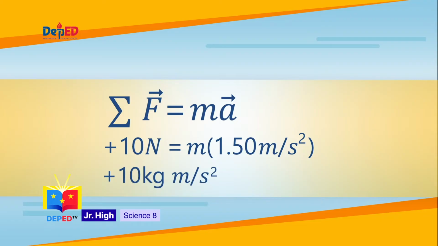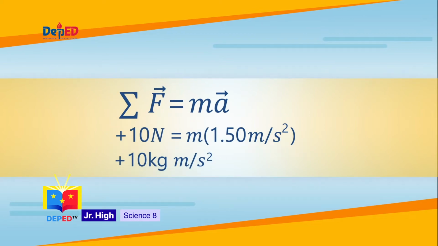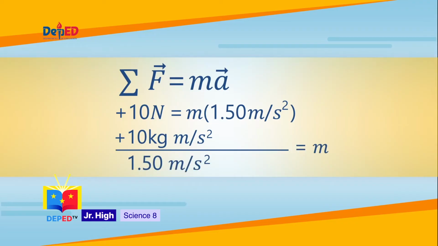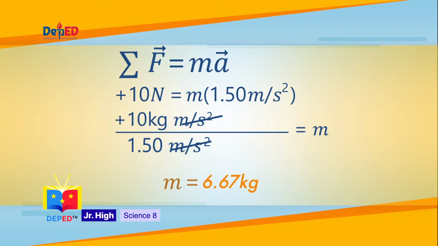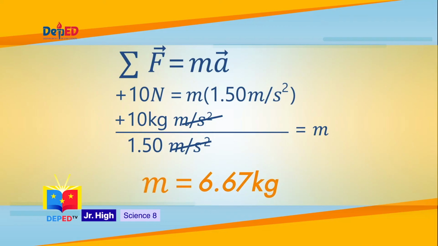Then we divide both sides of the equation by the acceleration. So we have positive 10 kilograms meter per second squared divided by 1.50 meters per second squared. Then we cancel or omit similar units. We divide 10 by 1.50, we get 6.67 kilograms. Thus, the mass is 6.67 kilograms.